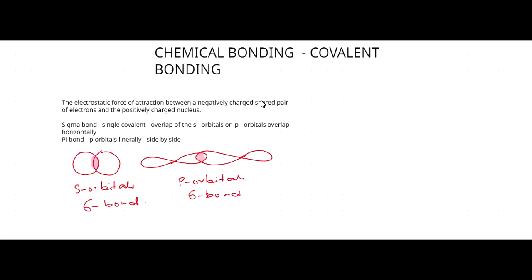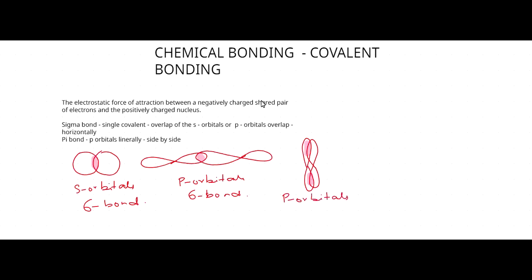In a double covalent bond, the p orbitals overlap linearly, like this. If the p orbitals overlap linearly, that is going to be known as your pi bond.